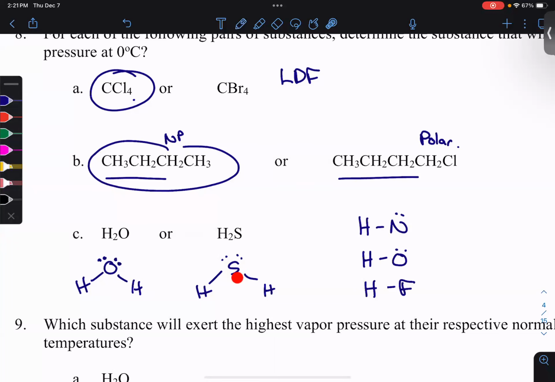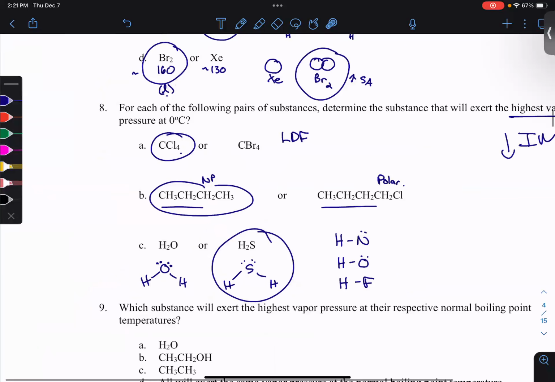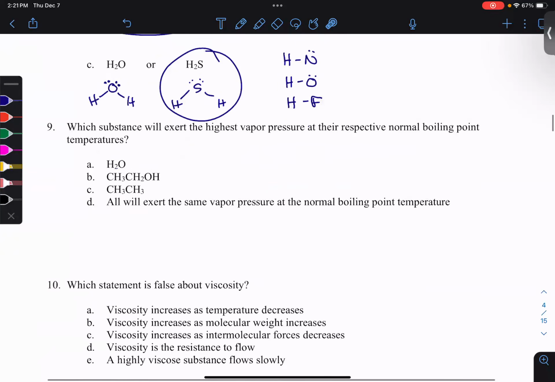And so H2S cannot hydrogen bond. So this compound has the lower IMFs. It's going to have the higher vapor pressure. Water has extremely high intermolecular forces for such a light compound because it has 2 places it can hydrogen bond. Okay. All right. This one, which substance exerts the highest vapor pressure at their respective normal boiling points?